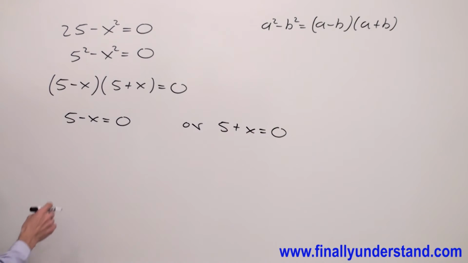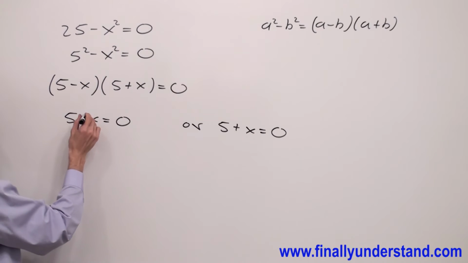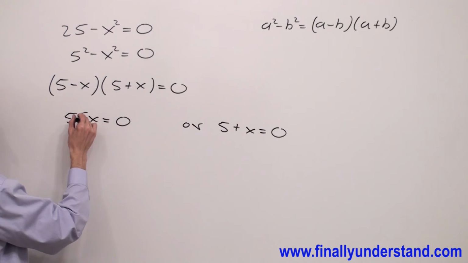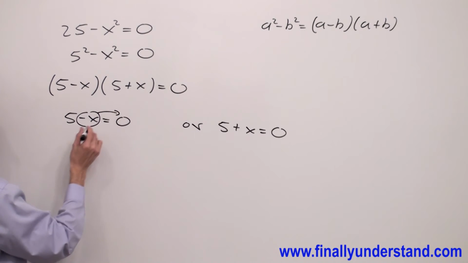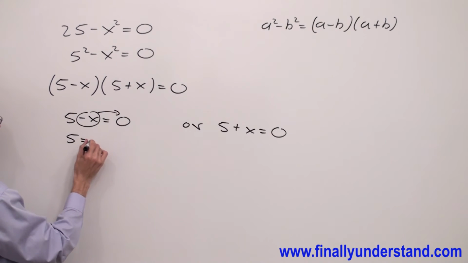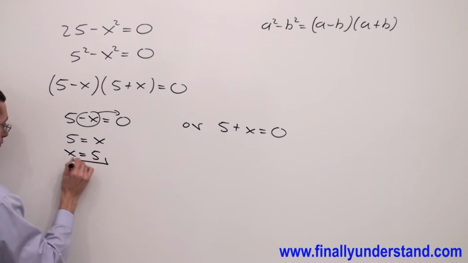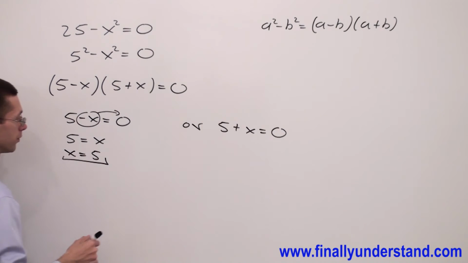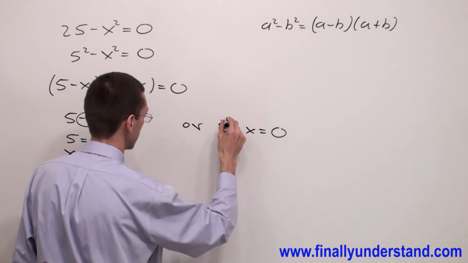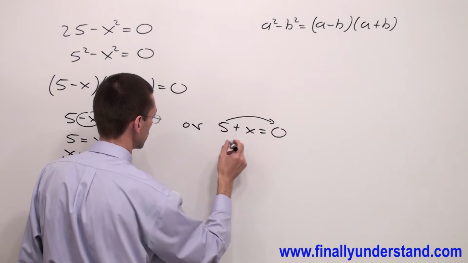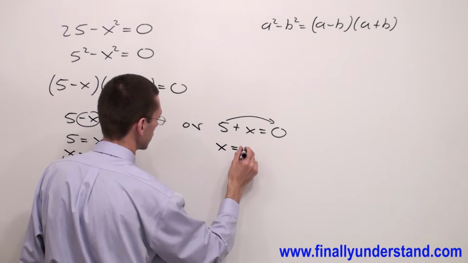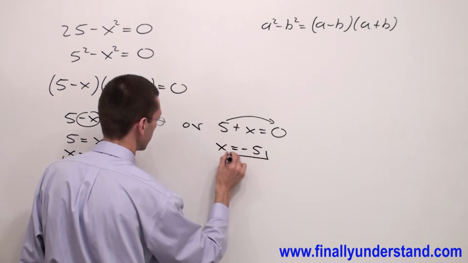In order to find the value of x, I'm going to move this negative x to the right side, and I'm going to have 5 equals x. So I can say x is equal to 5. This is my first answer. And if I want to find the second one, I have to move this 5 to the right side, and I have x equals negative 5.